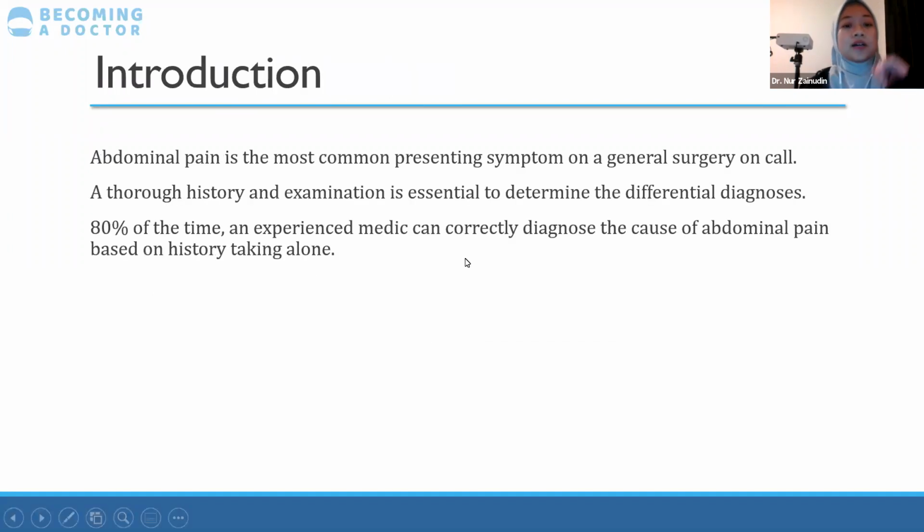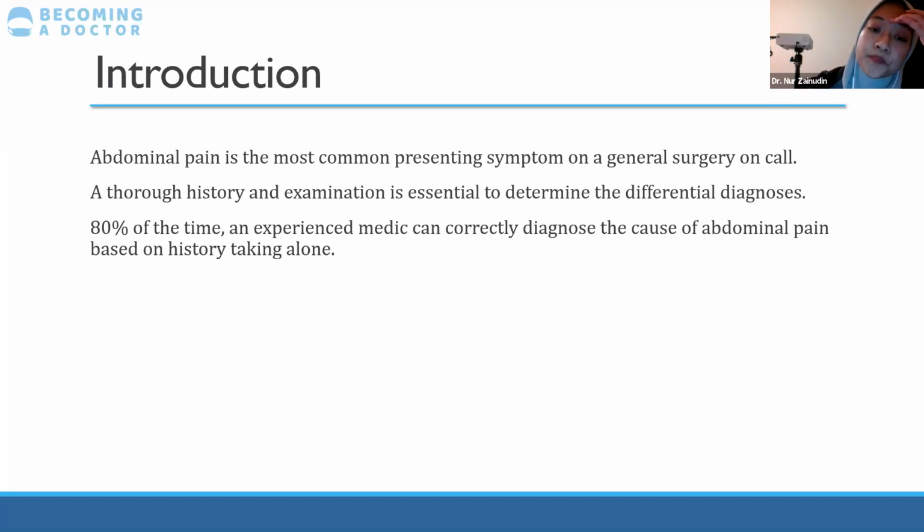Right. So, quick introduction. Basically, abdominal pain is the most common presenting symptom on a general surgical on-call. I think about 90% of patients presenting to the local surgical assessment unit come in with abdominal pain. So it's really important that we do a thorough history and examination so that we can formulate a differential diagnosis and treat the patients. And this figure comes from the Royal College.